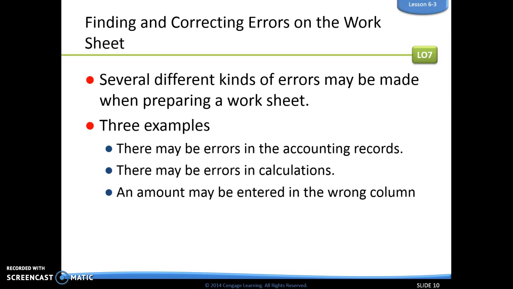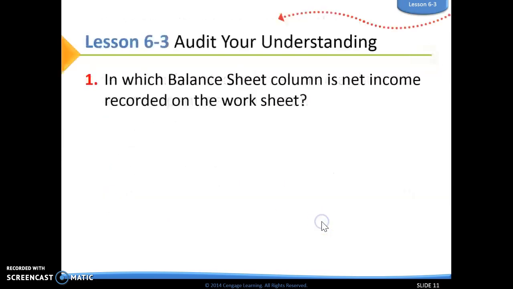Next part is looking at errors, finding them and correcting them. There are lots of different kinds of errors that we can make when we're preparing a worksheet. These are the three most common mistakes that we may make. There may be errors in the actual accounting records. There may be errors in our calculations, or an amount might be entered into the wrong column.